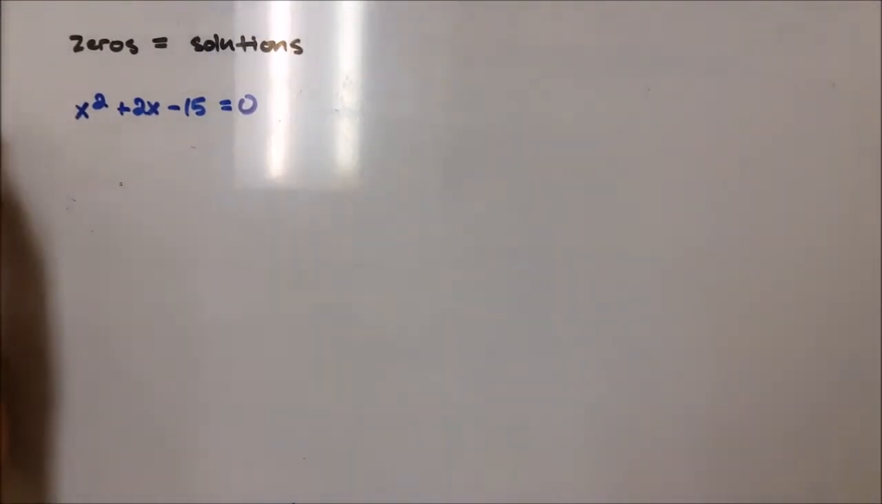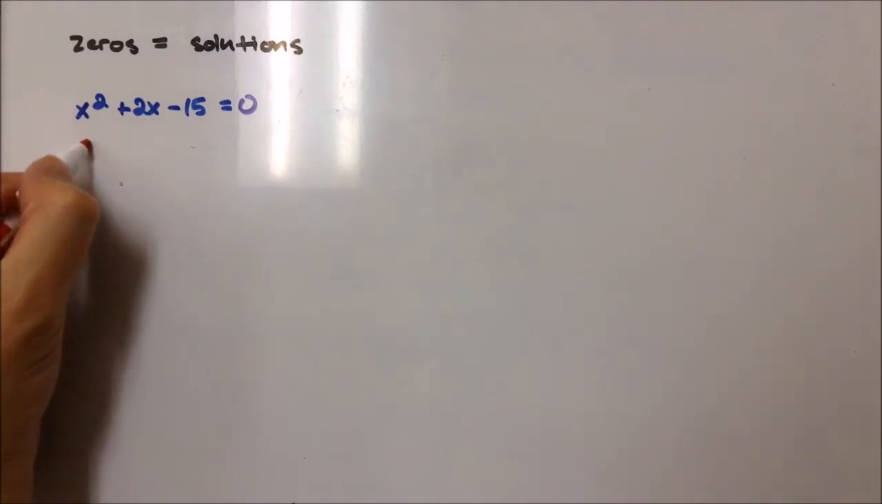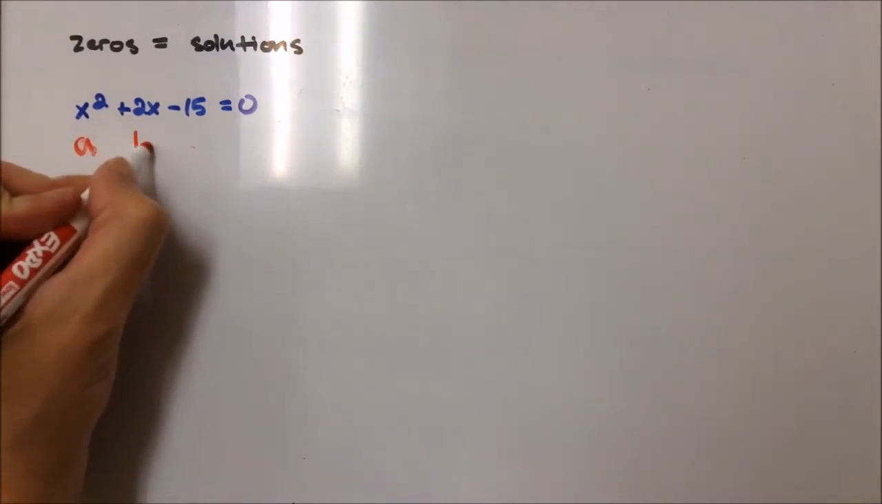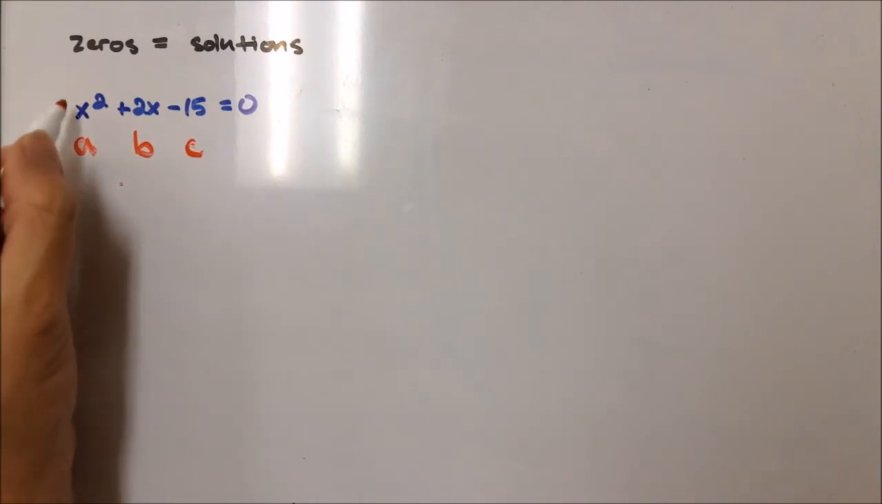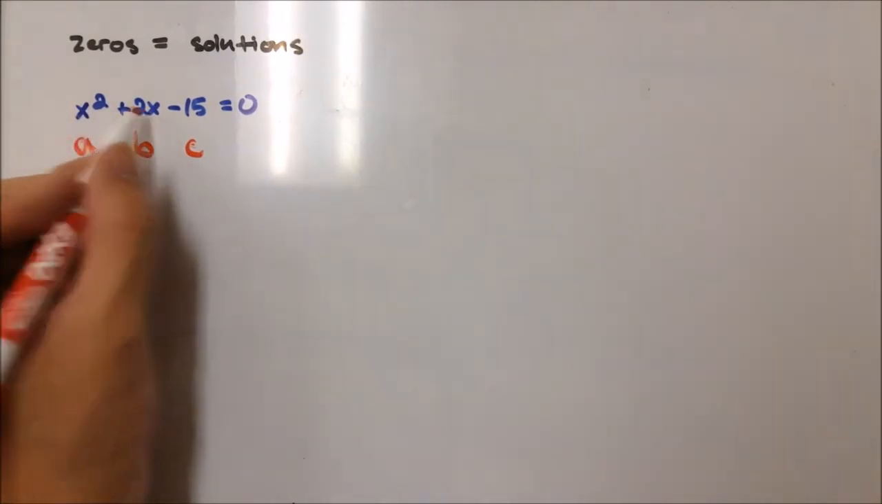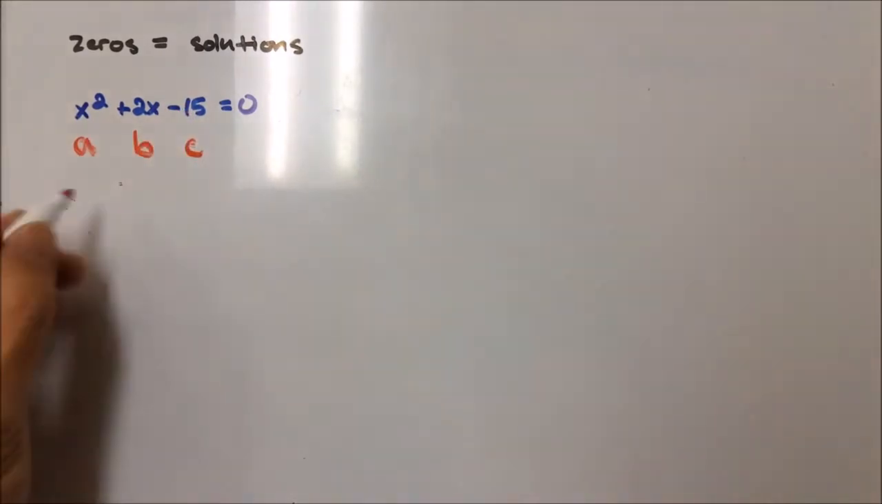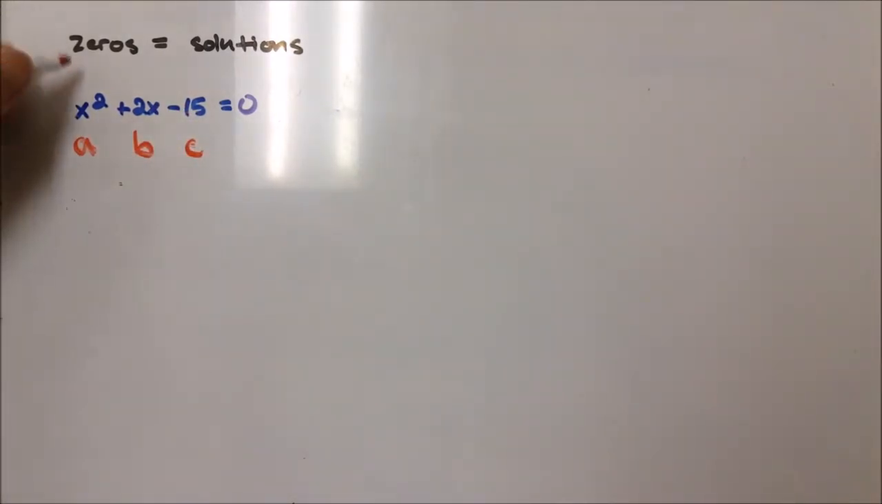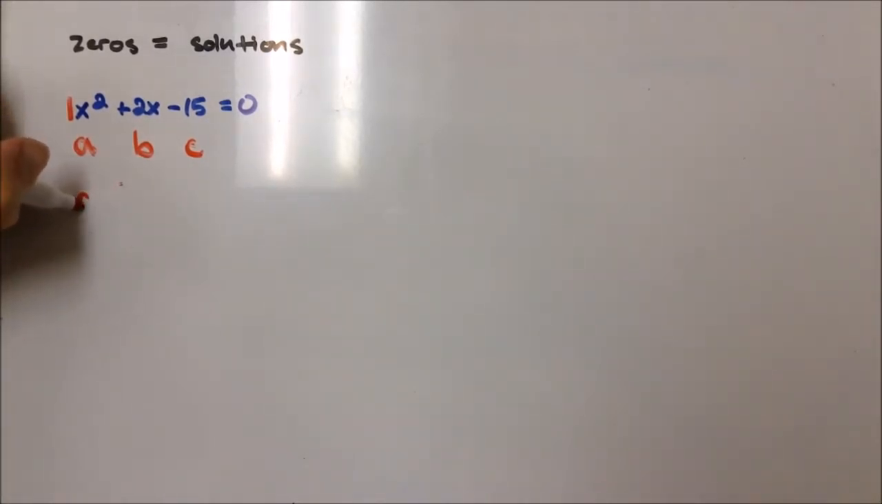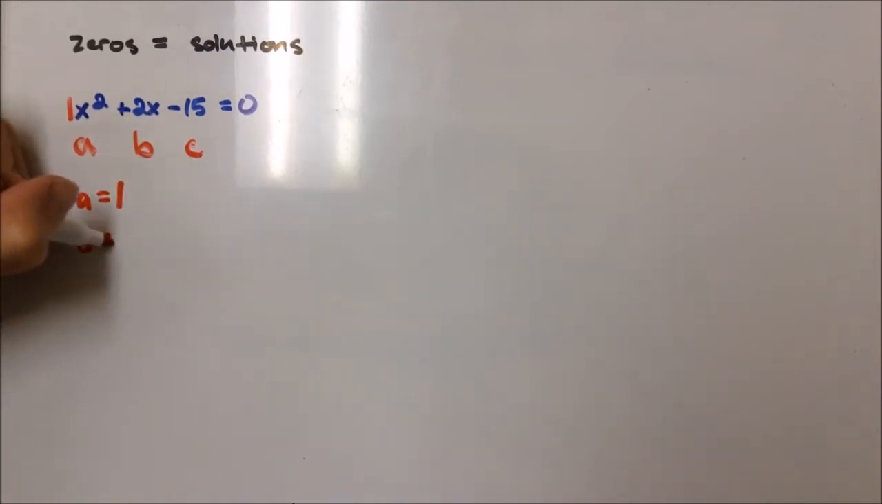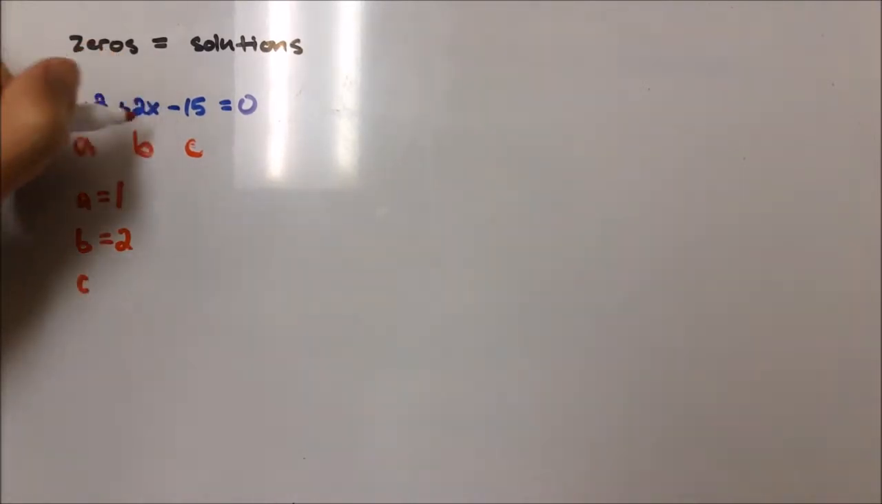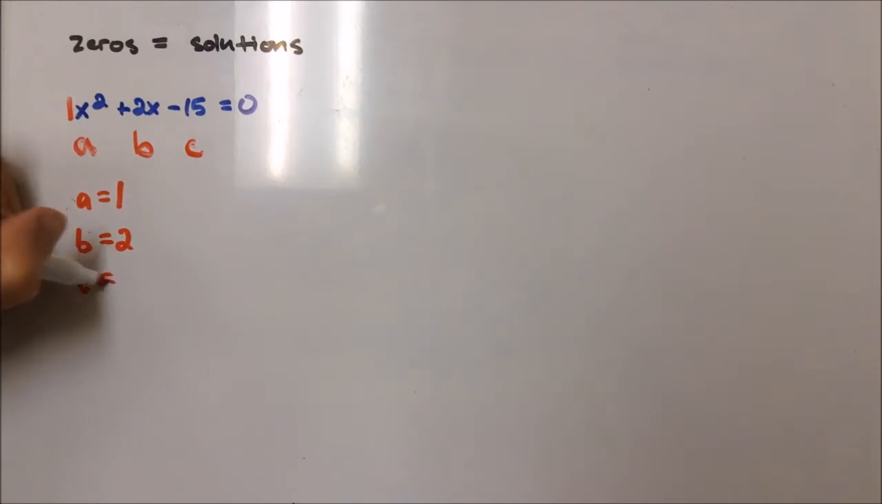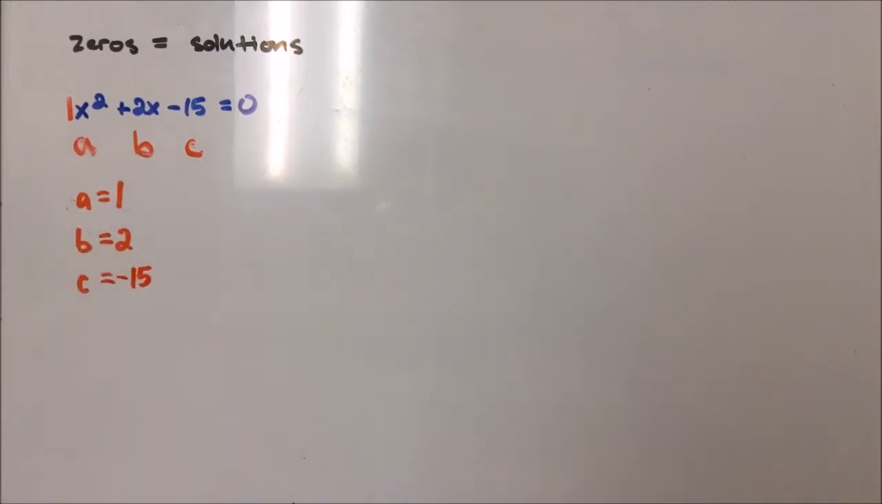So, before we can factor, we're going to label our A, B, and C. A is always in front of x squared, B is always the number in front of x, and C is the last term. Now, since there's no number, it just means an invisible 1. So let's write out the values for A, which is 1, B, which is 2, the one in front of x, and C is the last term. Since it's minus 15, that means it's negative 15.